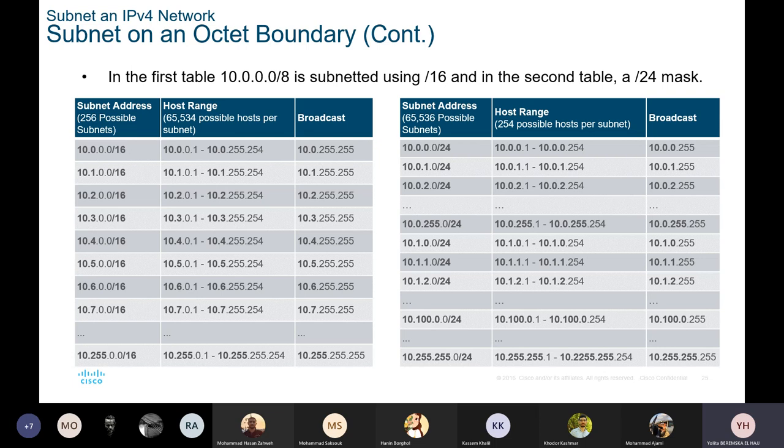How will they be distributed? Yes, the first one, 10.0.0.0. Because these are the host part, 16 bits for the host part, the host addresses will be of 0.1 up to 255.254. Not 255 because it's going to be what? Broadcast address. The broadcast is, as you see here, 10.0.255.255, and that is the broadcast.